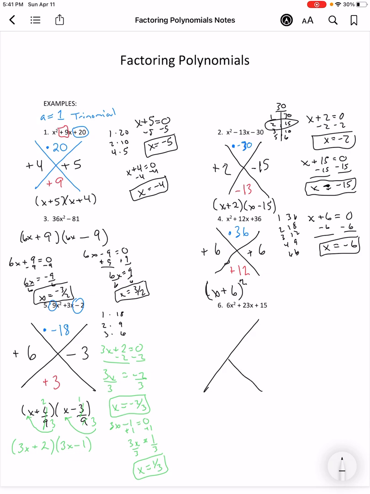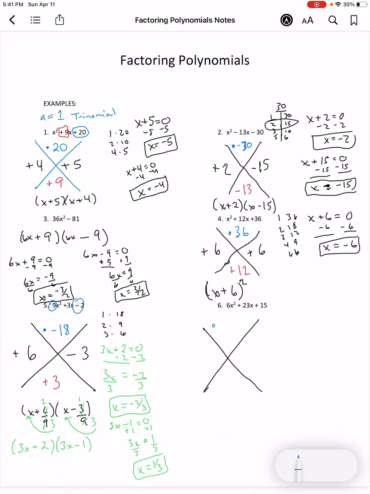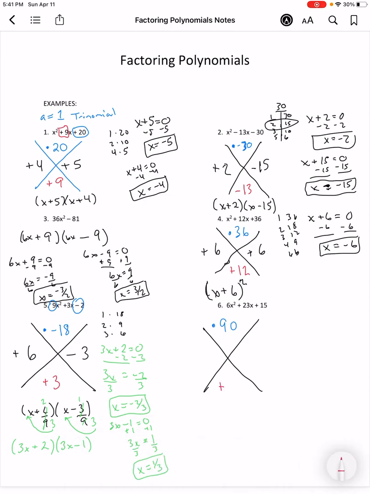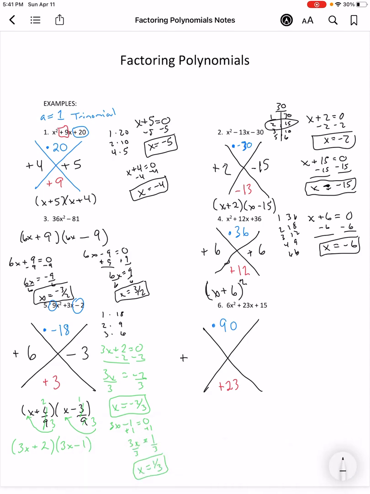So in this case, we're going to multiply 6 and 15. 6 times 15 is a positive 90. And then we need it to add to a positive 23. Again, all three numbers in my trinomial are positive, so I know that both of my factors are going to be positive. So I need two numbers that multiply to make 90 and add up to 23.